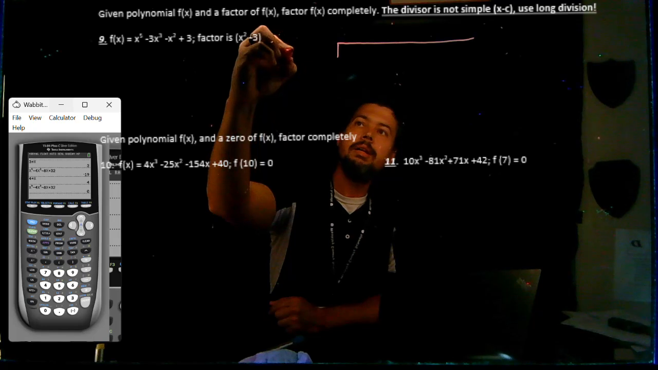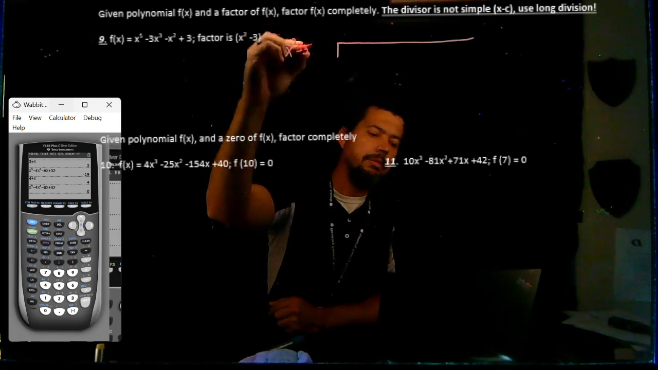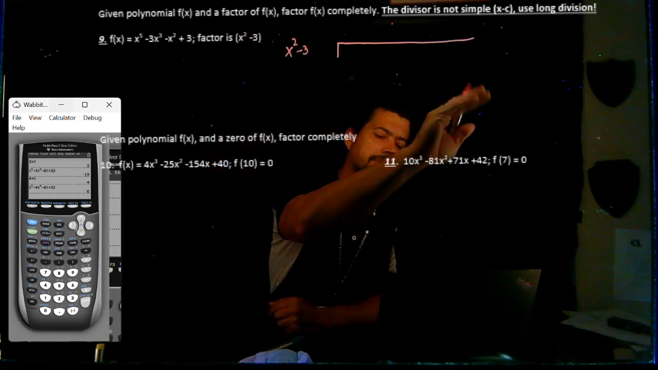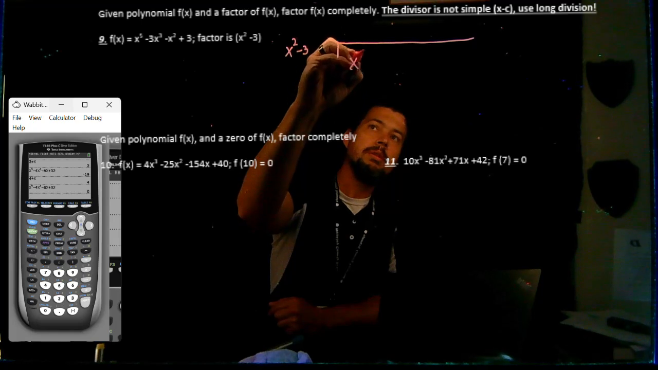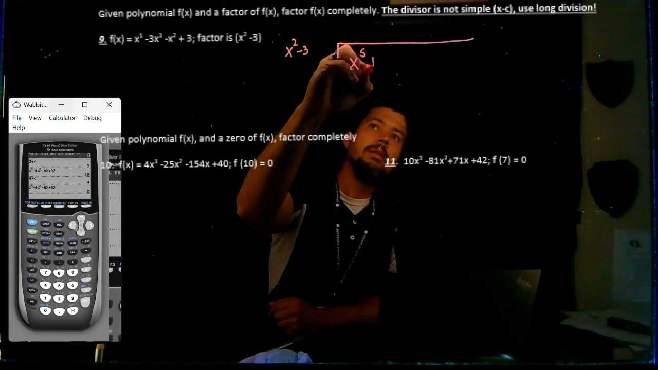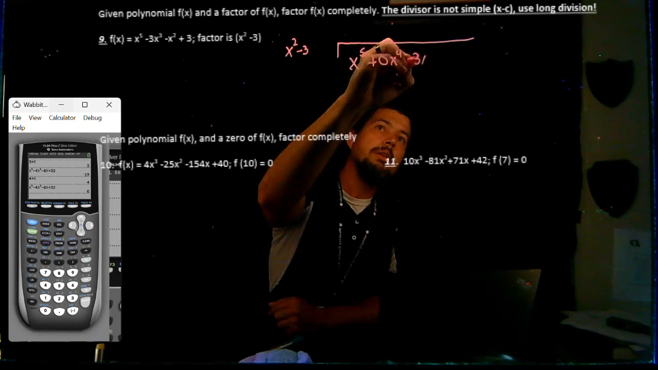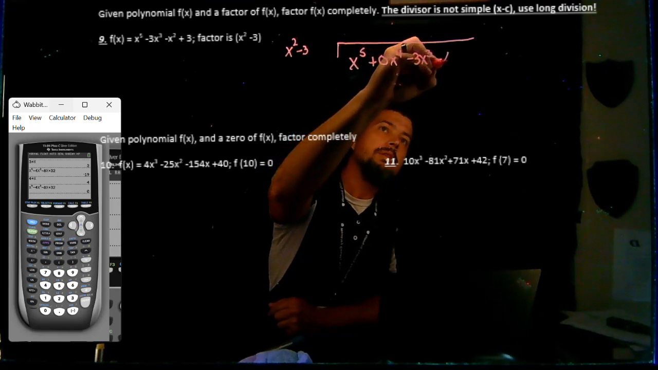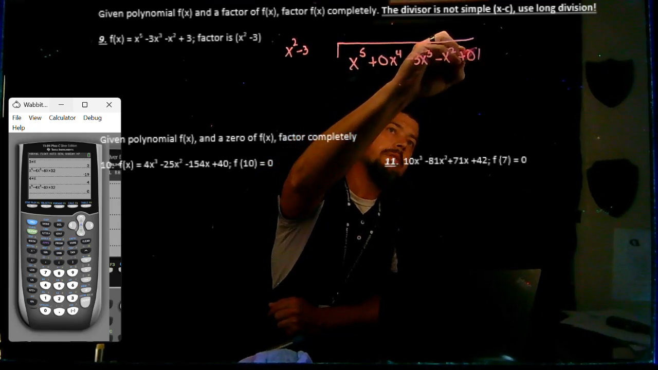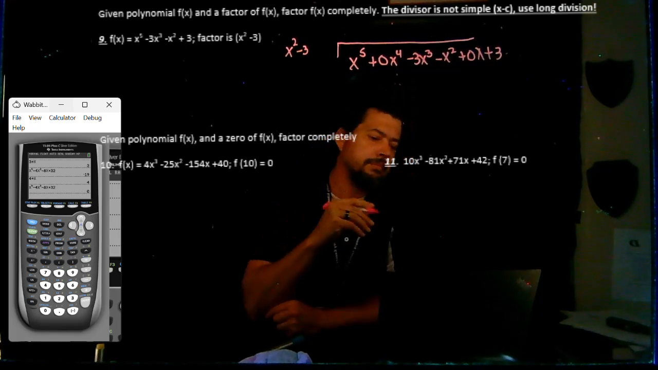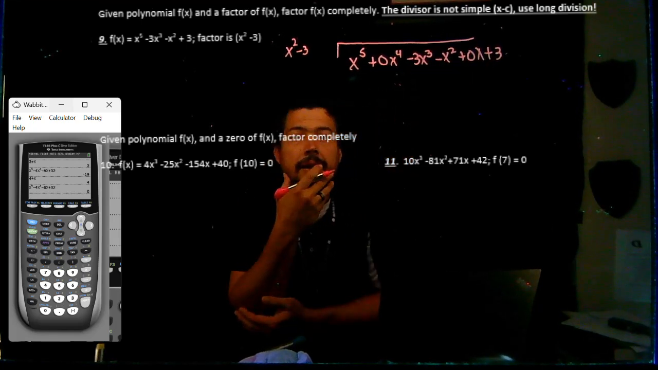We're dividing by x squared minus 3. Now when I write my dividend in here, I'm going to include placeholders. There's an x to the 5th. There's no x to the 4th. Minus 3x cubed minus x squared plus no x's plus 3. And moving forward with our lives, right?